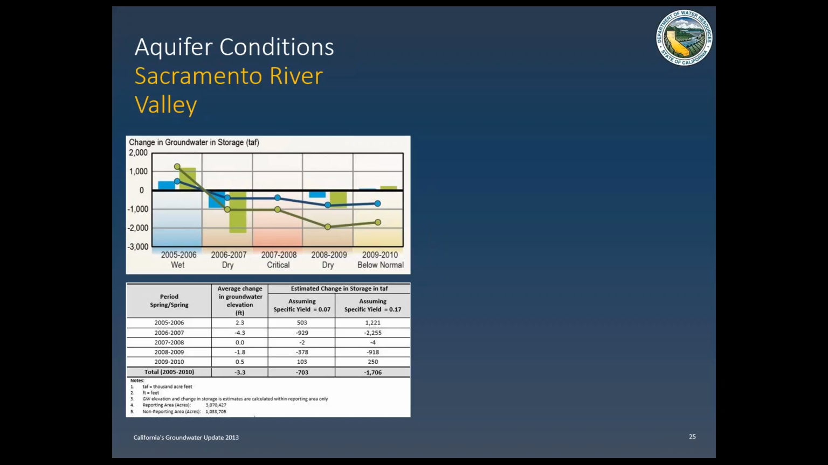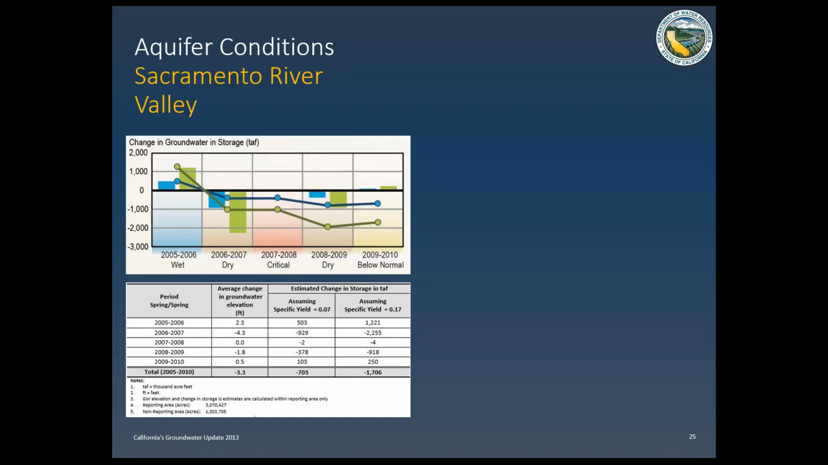You can see we also added in that top graph the type of water year it was, whether it was a wet year, dry year, critical, dry, or below normal, so that you have some kind of expectation. Since the Sacramento Valley is heavily in ag, and a majority of the water is used in ag, if those years are dry, they tend to pump more groundwater, as you can see in here.